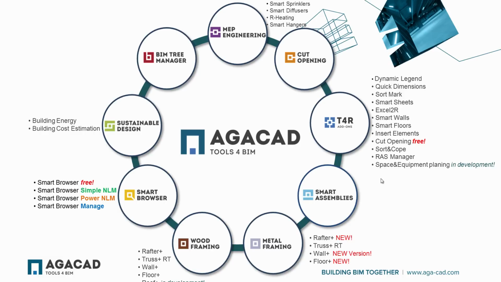On the left side, you can find the sustainability tools for calculation of energy. Down here you can find the smart browser for library browsing. Here you can find the tools for structural engineers. As well, we have little solutions that can increase your work productivity. Here you can find the MEP engineering tools for sprinklers, diffusers, heating, and so on. As well, we have BIM Tree Manager for management of BIM projects.